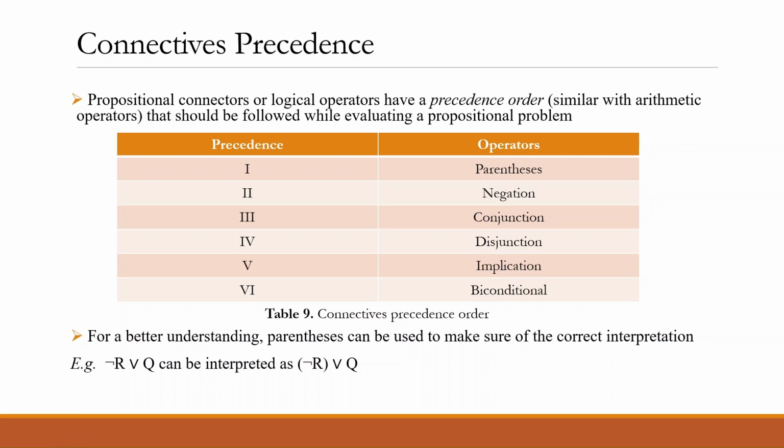Now, connectives precedence. Propositional connectives or logical operators have a precedence order, similar to the arithmetic operators, that should be followed while evaluating a propositional problem. And here we have the connectives precedence order. The highest precedence has parentheses, then negation, conjunction, disjunction, implication, and the least one is biconditional. For a better understanding, parentheses can be used to make sure of the correct interpretation. And here we have an example: not R or Q can be interpreted as (not R) or Q.